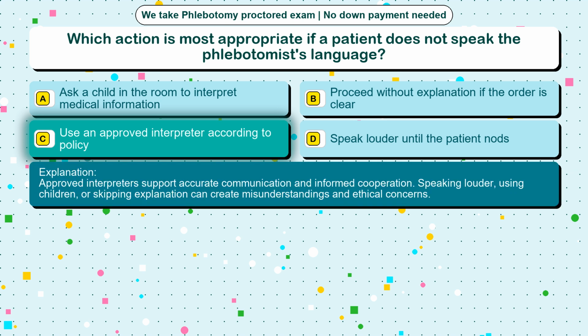Approved interpreters support accurate communication and informed cooperation. Speaking louder, using children, or skipping explanation can create misunderstandings and ethical concerns.